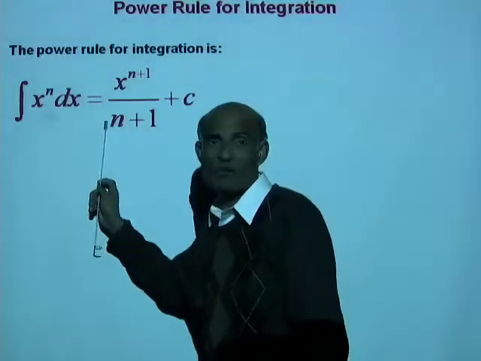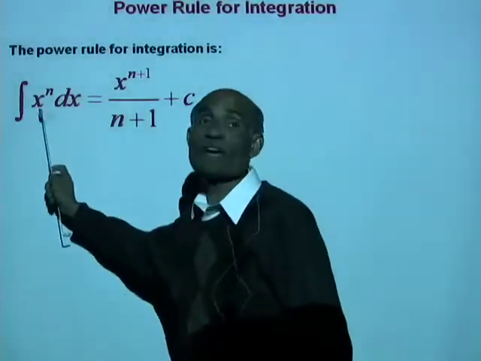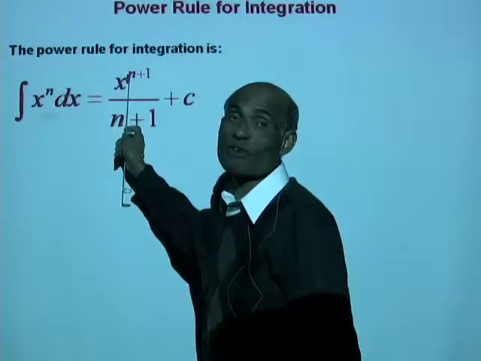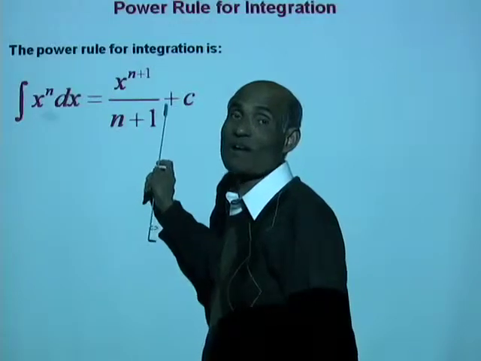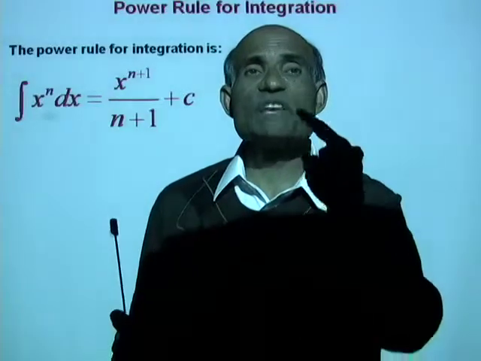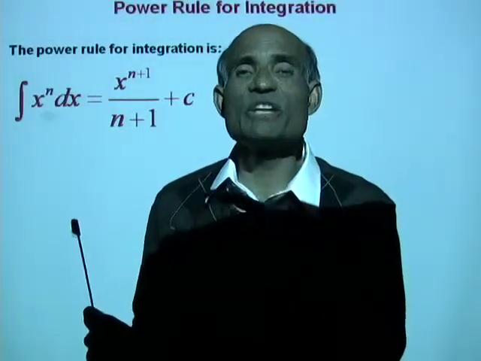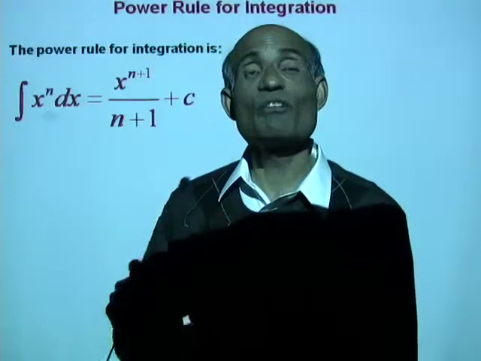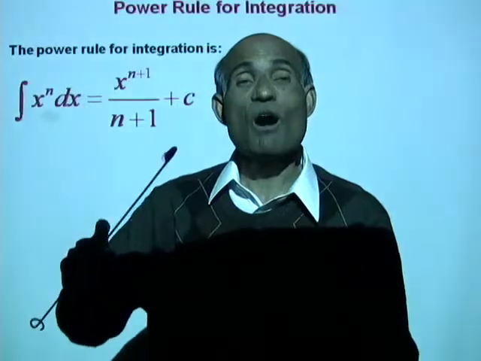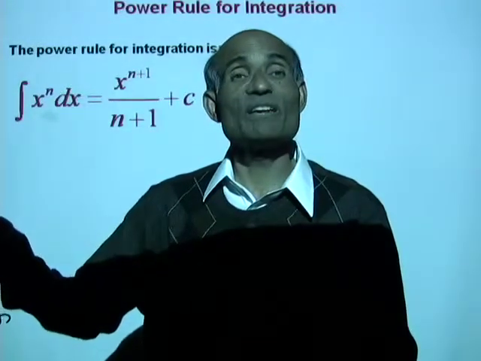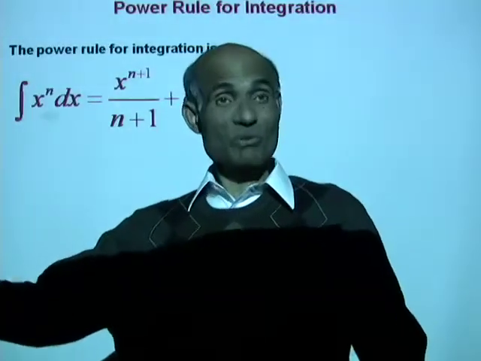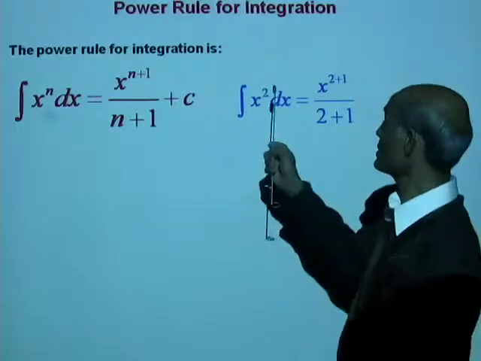Alright? Write this down a couple of times. The integral of x to the power of n dx equals x to the power of n plus 1 over n plus 1 plus c. Okay, can you do this in your mind now? What is the integral of x squared dx? The integral of x squared dx is x to the power of 2 plus 1 over 2 plus 1 plus c. It will be x cubed over 3 plus c. Very simple rule.